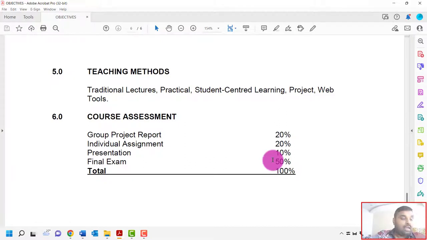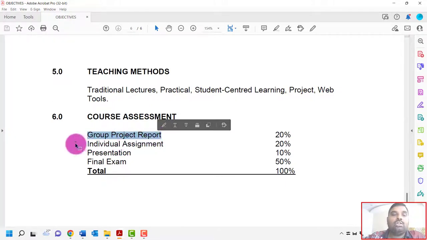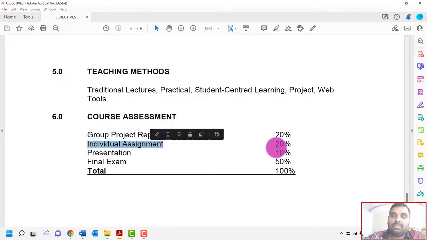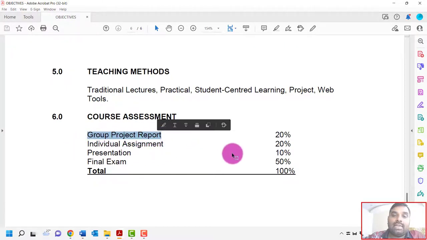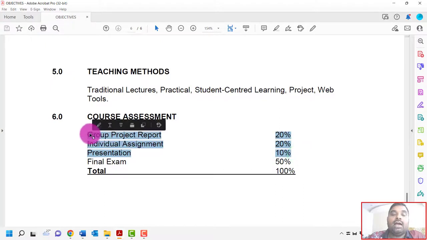Course assessment. So what are the things you have to do? Basically, this paper is 50-50: 50% final exam, 50% carry mark or coursework. First of all, you have to do a group project report. I will explain later. And also an individual assignment, 20%. Followed by a presentation of your group project report. So you have to present your group project report. That is another 10%. So altogether, 50%.